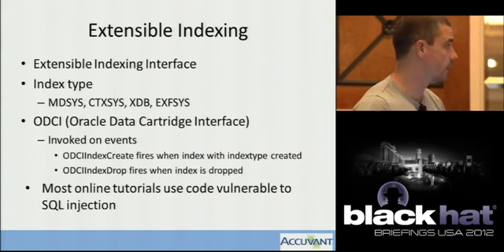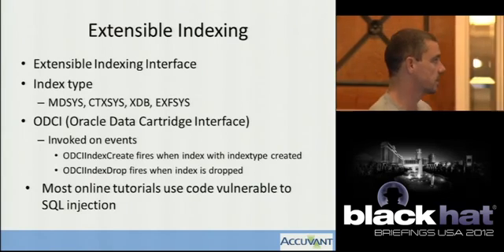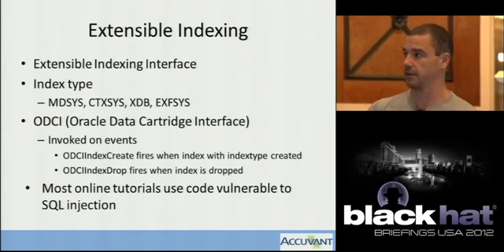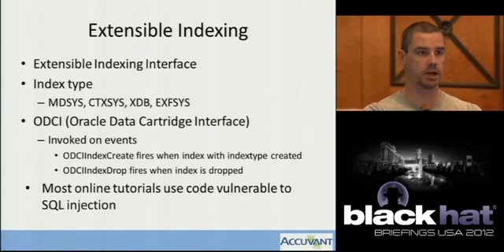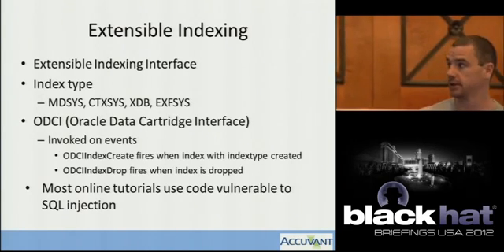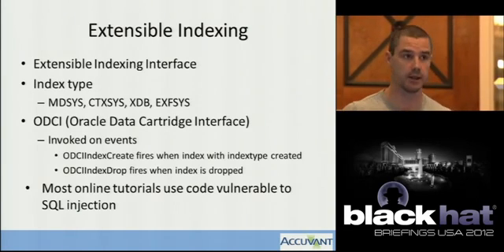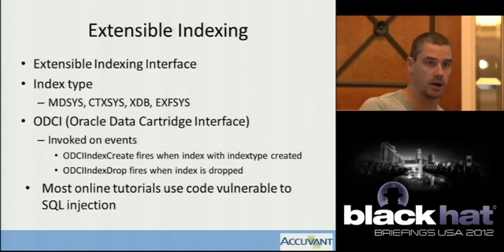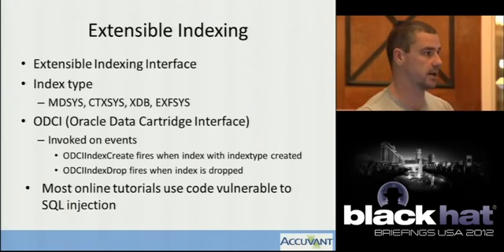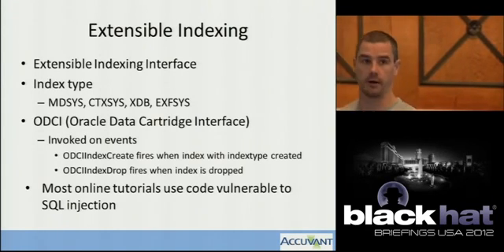Now, essentially what is described by this indexing interface is the Oracle Data Cartridge Interface, and you basically build an index type that has these methods on it. And so, for example, we would have ODCIIndexCreate, which would fire in the background on the event of an index with that index type being created. Or if we dropped an index of that specific index type, the ODCIIndexDrop would fire and so on.